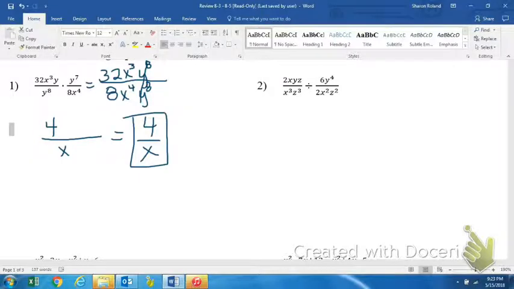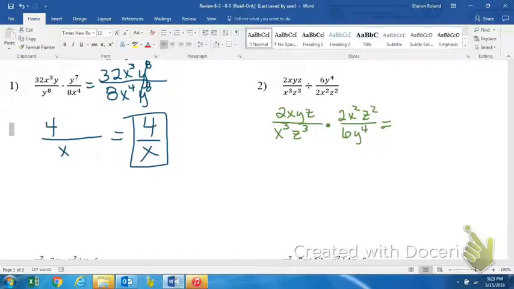Okay, number 2, when you're dividing by a fraction, you're going to write the first fraction down. So that's 2xyz divided by x to the third, z to the third. You change that divide to times. Flip it so that it's 2x squared z squared divided by 6y to the fourth. Okay, now that it's multiplied, it's in the format that we want, and you're going to multiply across.